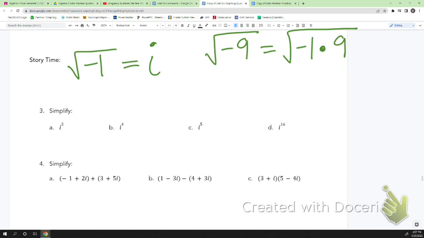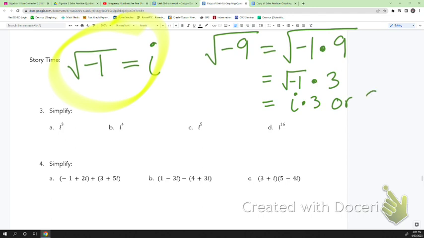Are we okay with that? -1 times 9 is -9. And I'm going to break it down one more time based off this new information. So this is really equivalent to the square root of -1 times the square root of 9. What's the square root of 9? 3. And the square root of -1 is actually i. So what's happening here is I'm getting i times 3, or I could write it as 3i. And this is an imaginary number.